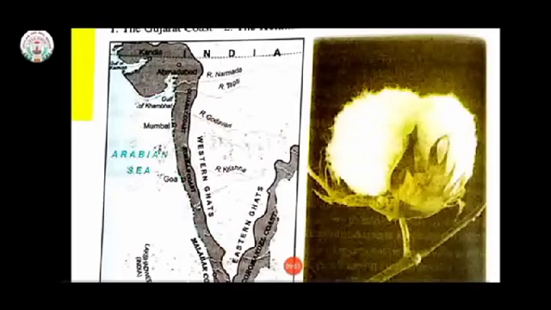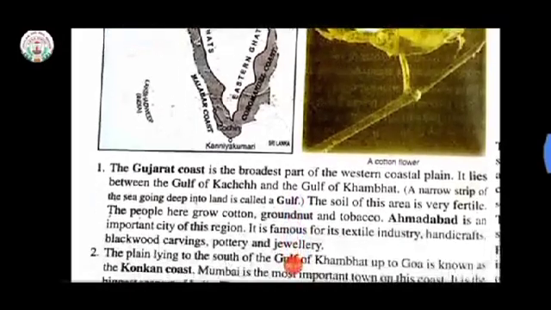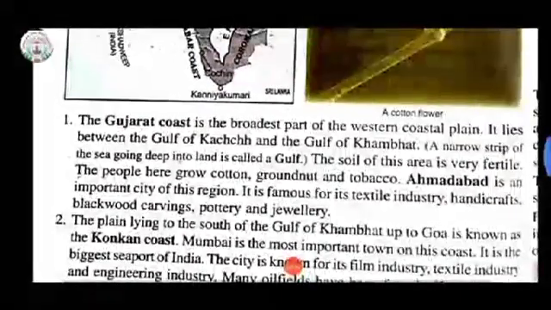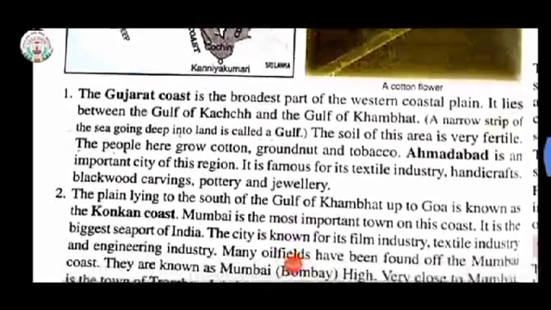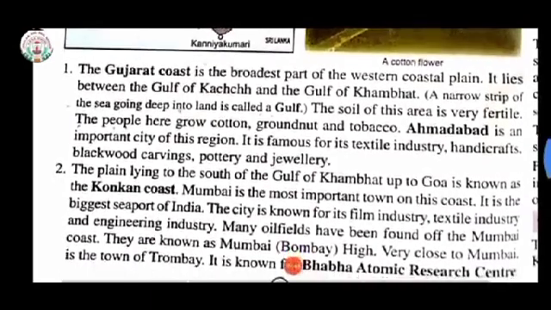So let's start our first part, the Gujarat Coast. The Gujarat Coast is the broadest part of the western coastal plain. It lies between the Gulf of Kutch and the Gulf of Khambat. A narrow strip of the sea going deep into land is called a gulf. The soil of this area is very fertile. The people here grow cotton, groundnut and tobacco.